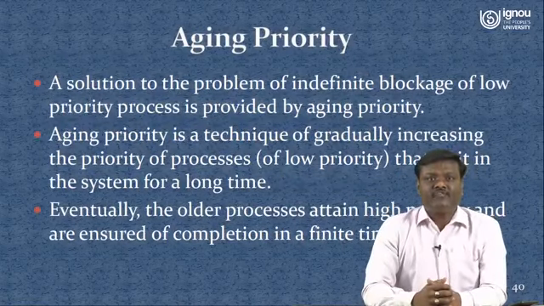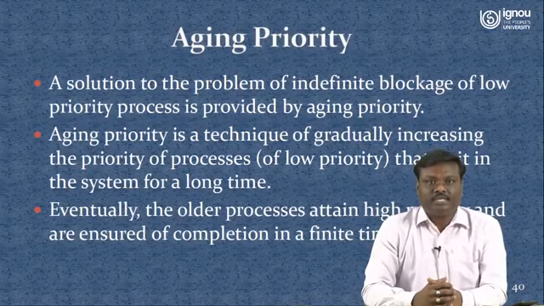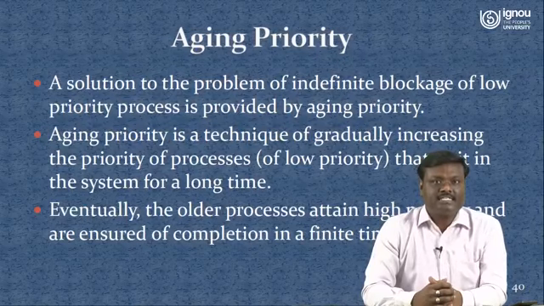There is an algorithm one can apply here, that is aging priority. The solution to this problem of indefinite blockage of low priority processes is provided by aging priority. It is a simple technique the OS can implement. Aging priority is a technique of gradually increasing the priority of processes that wait in the system for a long time. So the OS itself should add on to the priority.